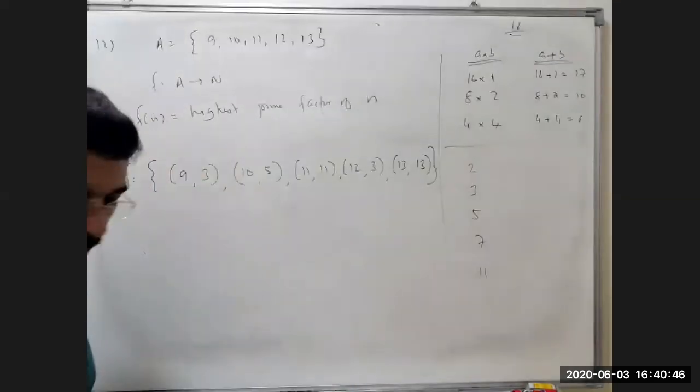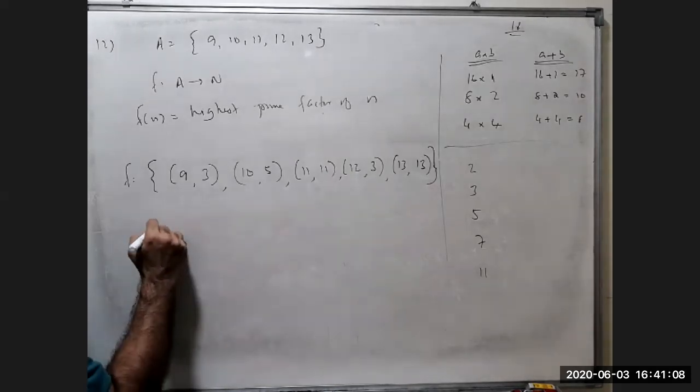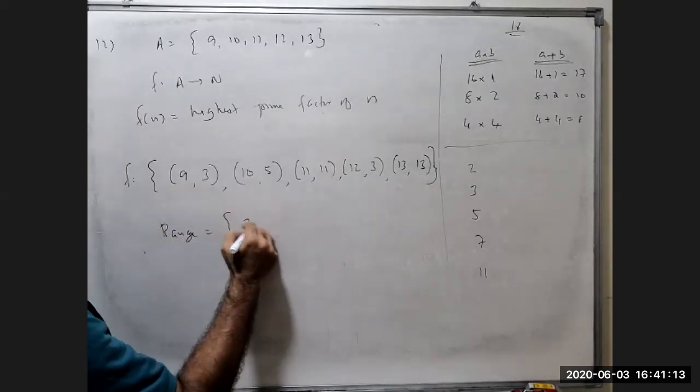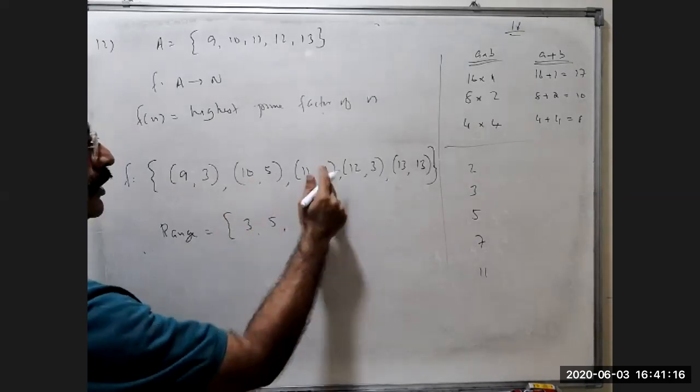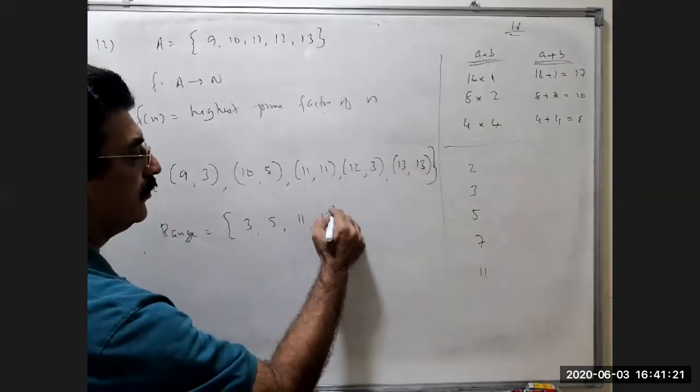Now you know how to write the range. What is the range of this one? Range means the Y values. Which are the Y values? So the range is 3, 5, 11, 3 we already wrote, 13. That's it.